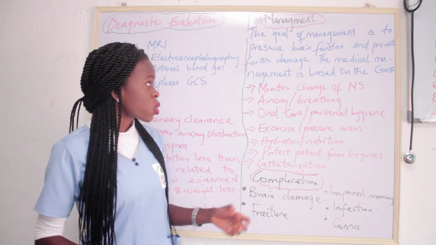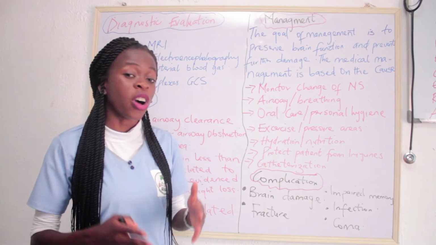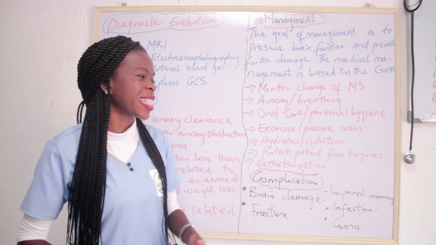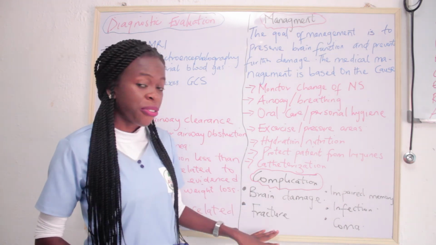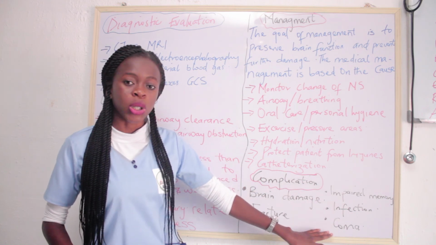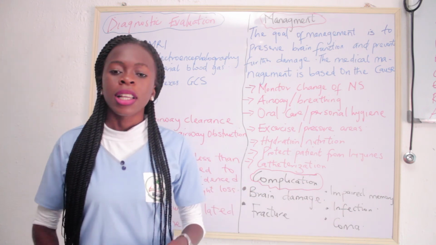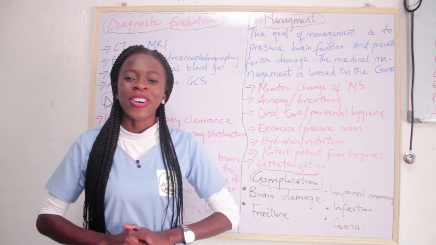Then that takes us to the complications of unconsciousness. The complications of unconsciousness that I have here on the board are brain damage, fracture, impaired memory, infection, and coma. These are the likely complications that are going to arise from unconsciousness.